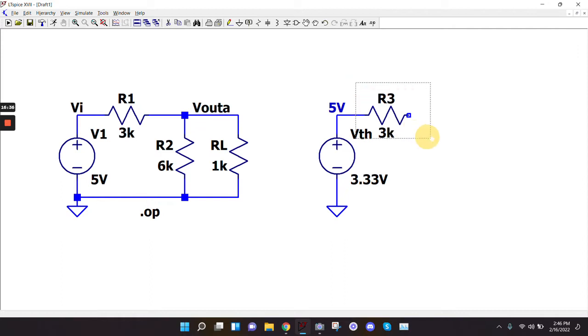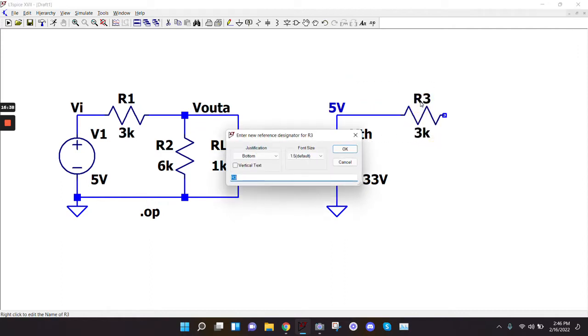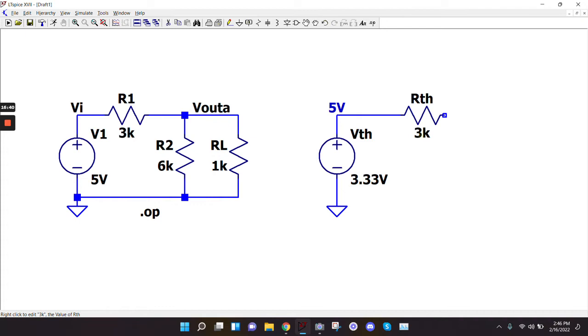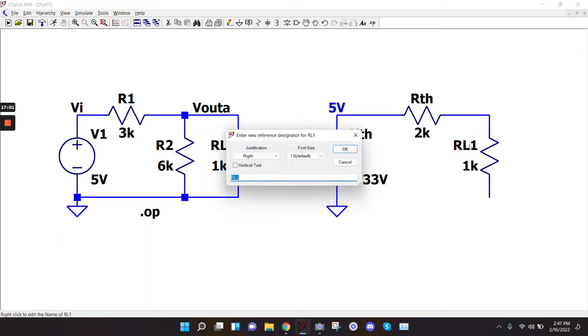Okay, and now my Thevenin resistance, so I'll call this R Thevenin. That was 2K. And now what I'm going to do is connect my load. So I'll copy and paste my load. Don't keep it Vout A, because that's bad. Notice that Spice renamed this resistor RL1 because it doesn't want you to call those the same thing. So we'll call this RL Thevenin. How about that?